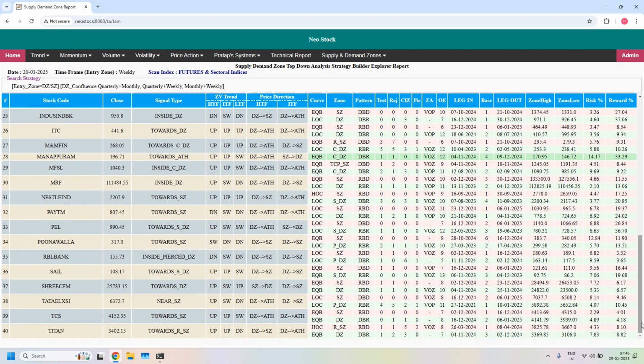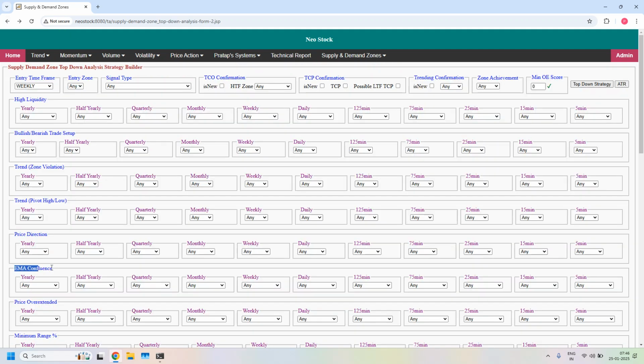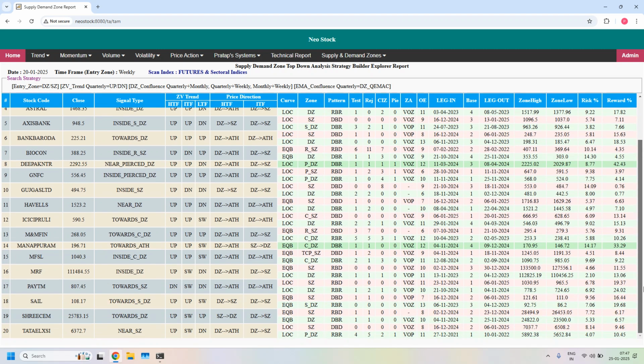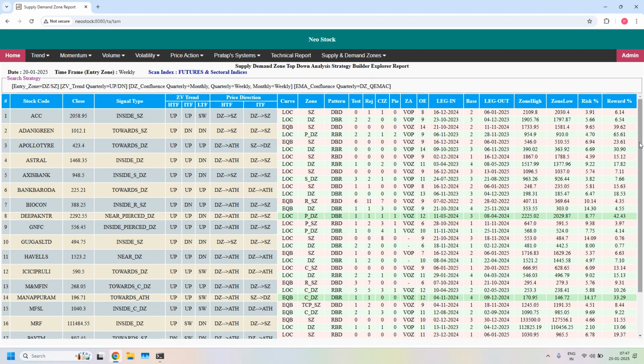So these 40 we can further filter based on quarterly EMA confluence, because the weekly zone is part of the monthly, both together part of the quarterly. If the quarterly zone is having quarterly EMA confluence, they are even higher probability setup zones. That's why I am setting quarterly demand zone having quarterly EMA confluence, and trend on quarterly time frame should not be sideways. It can be up or down. Let's filter. We got 20 stocks.